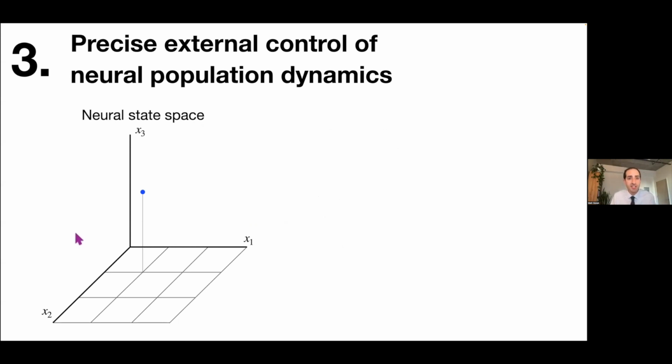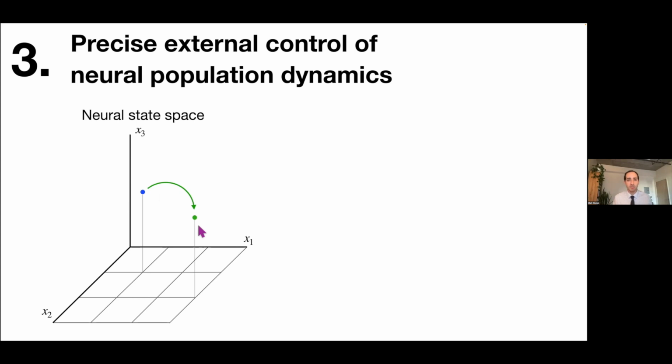And third, I'll be leveraging this technique to enable precise external control of neural population dynamics in behaving animals. So one of the holy grails of neuroscience is to be able to manipulate the activity of a neural circuit, arbitrarily specifying the neural population state. So if a neural population state is here, I want to press a button and make the state move to here, say. And if you could do this, you could precisely test most any theory about circuit function.